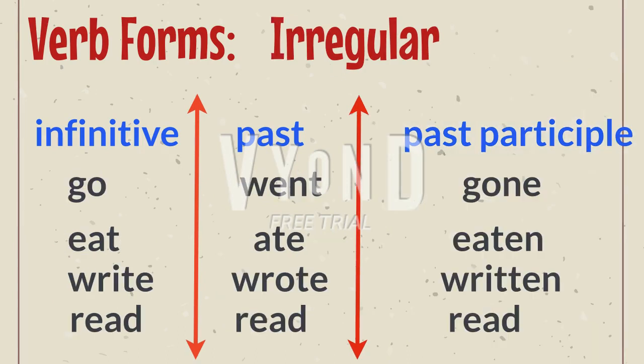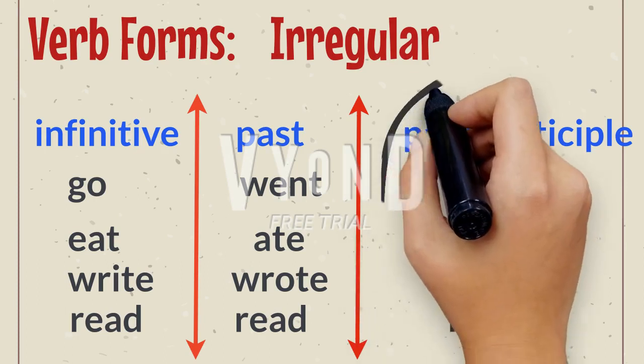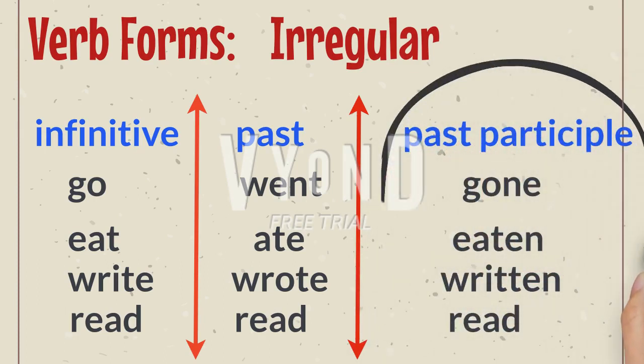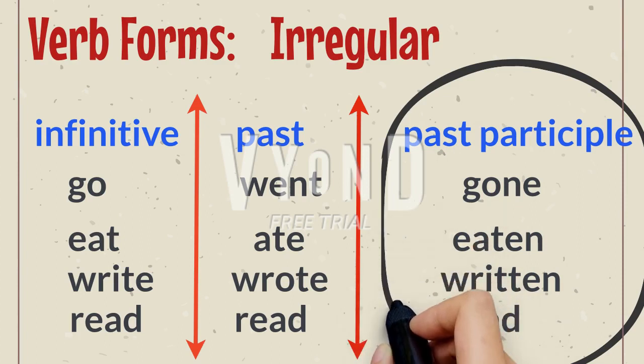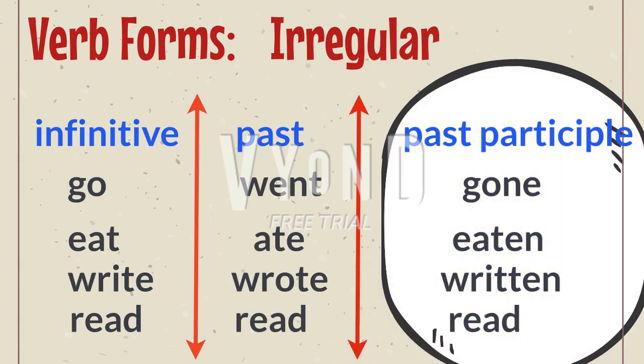And here, my students, we have some examples of irregular verbs. And you have to know that there is no rule for forming irregular verbs because the verb just changes in the past and past participle, and you have to memorize them.